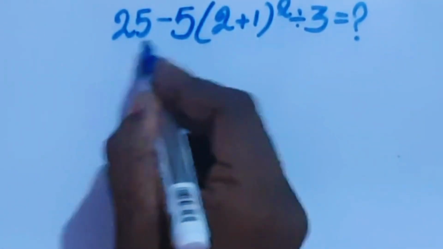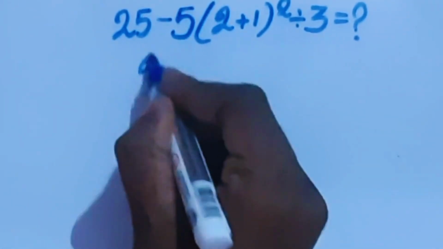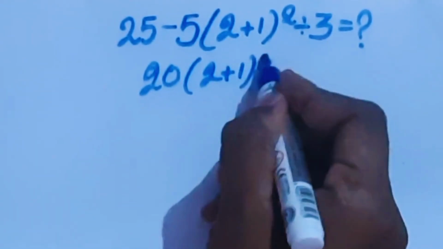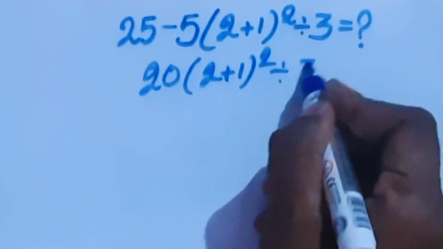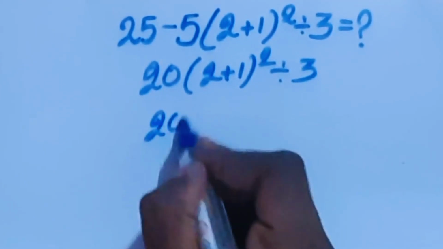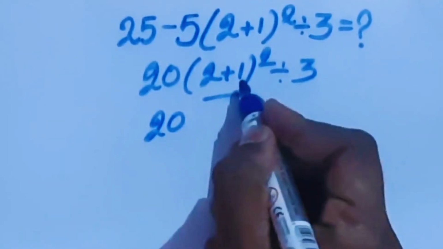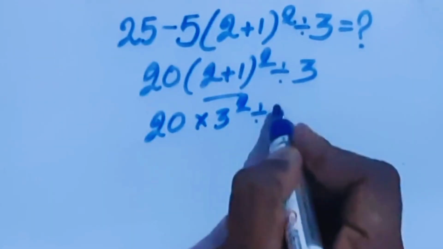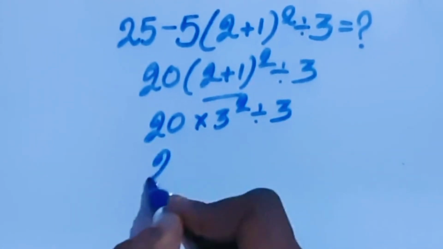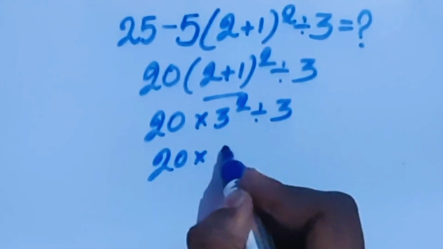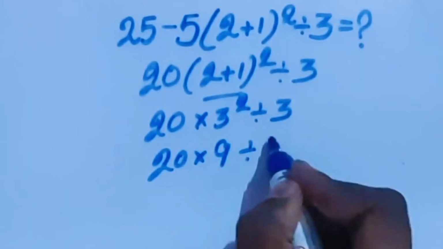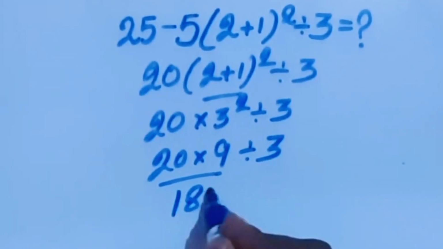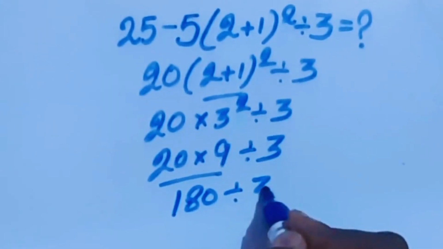Hi guys, here 25 minus 5 is 20, in bracket 2 plus 1 whole square divided by 3. Here 20, the bracket here is 2 plus 1 is 3, square, divided by 3. Here 20 times 3 square is 9, divided by 3. Here this is 180 divided by 3.